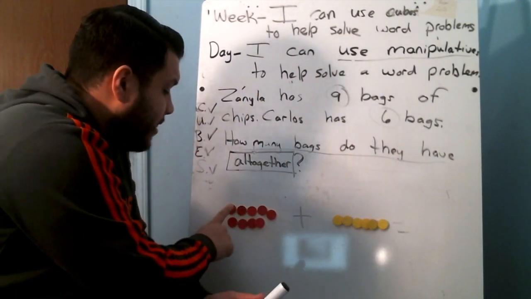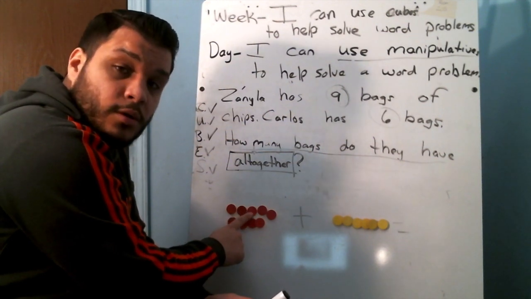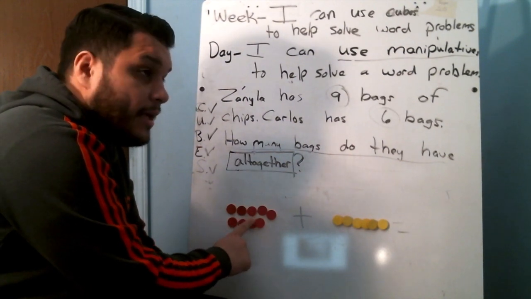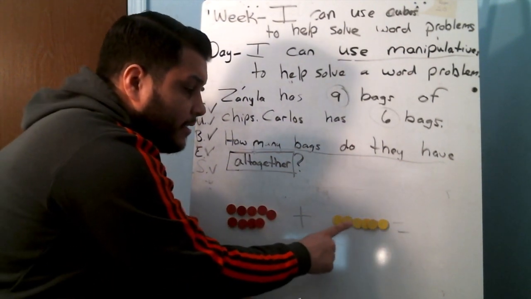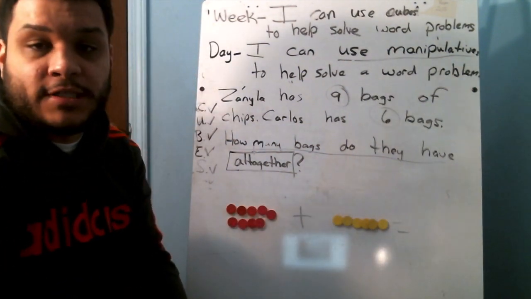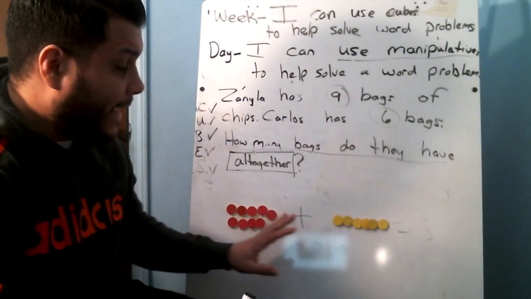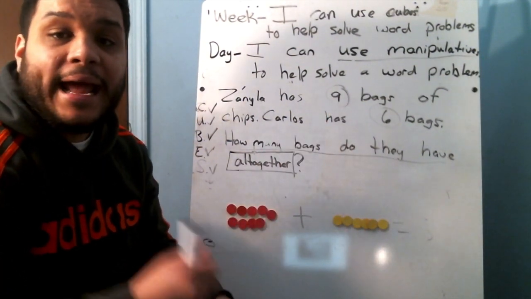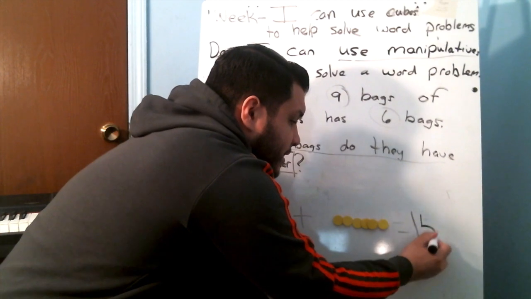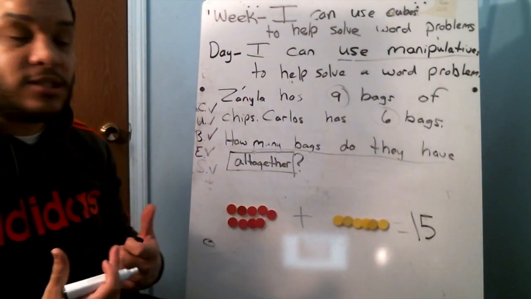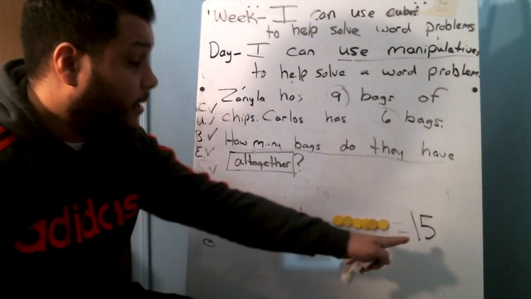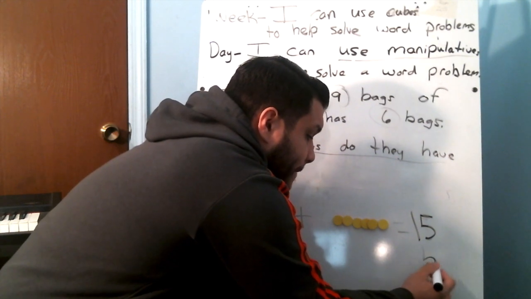Awesome. So let's count. Ready? 1, 2, 3, 4, 5, 6, 7, 8, 9, 10, 11, 12, 13, 14, and 15. I was able to count 9 and 6 more, or 9 plus 6, and the total that I got was 15. We counted 15 manipulatives. That lets us know that Zanila and Carlos had how many bags of chips? Yes, 15 bags.